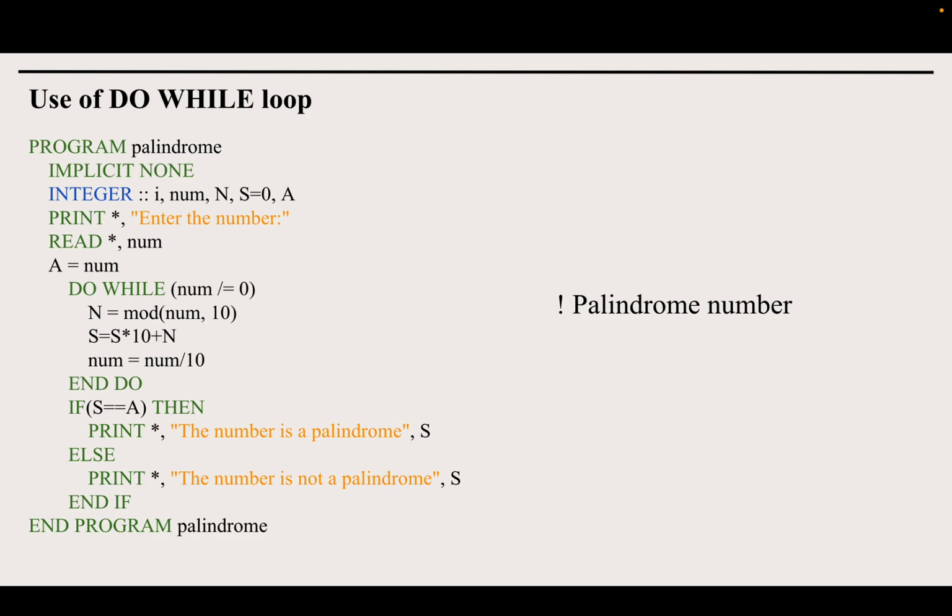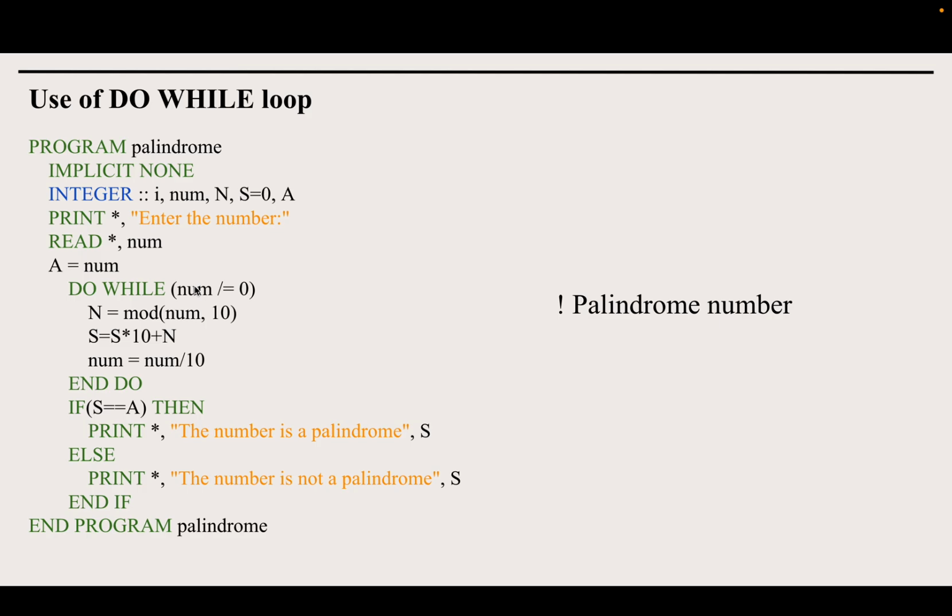in this code. So here the code is started with palindrome, and the integer variables we have taken are I, num, n, a is equal to 0, and a. So here we have initialized a during the declaration, and next we want to enter the number which is our num. So first we are assigning num equal to a, and we are using the do while loop.